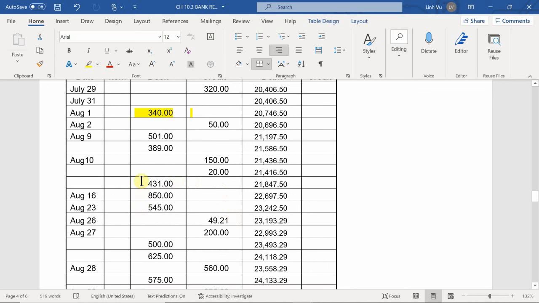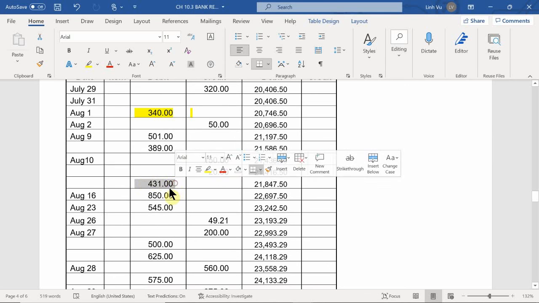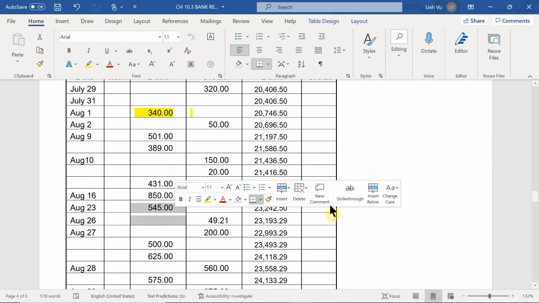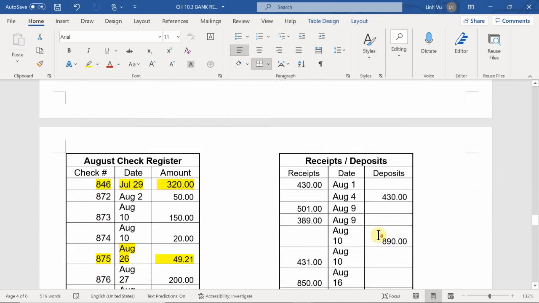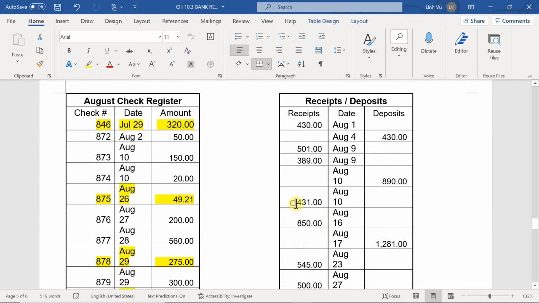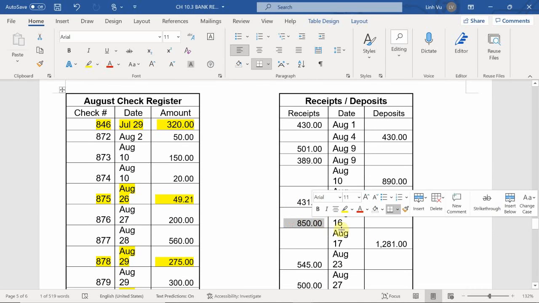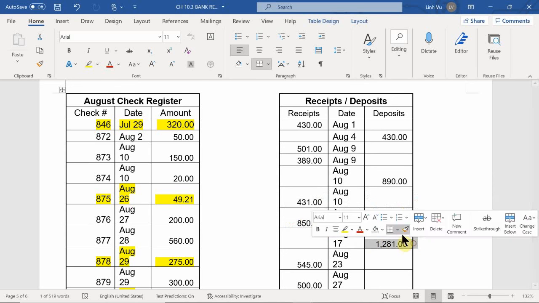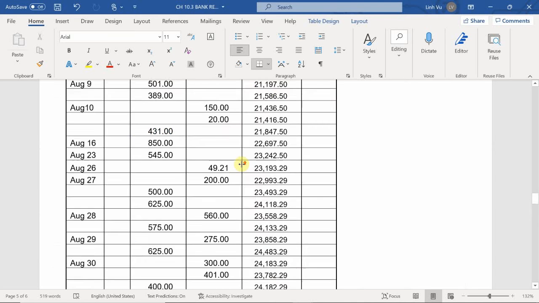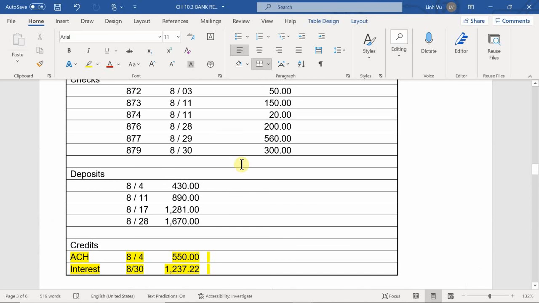So then here I deposited 431 plus 850 plus 545. Okay, let's check that out in my deposits. Okay, so here's my 430 plus my 850 to give me a grand total of 1281, and then here's my 545. So this one is in the second deposit. So in this case, did my deposit for 1281 clear in my bank?